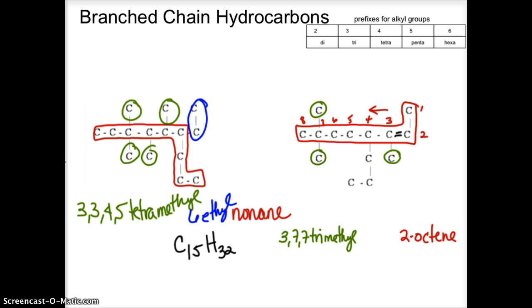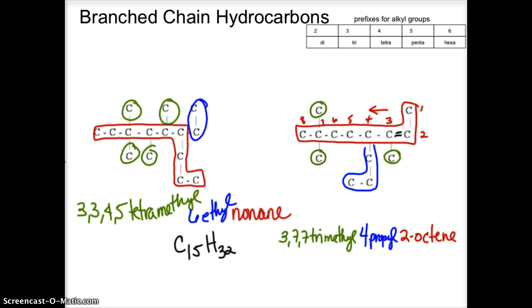And we're going to look at the last alkyl group being branched off of the 4th carbon, and you can see that that is a propyl coming off the 4th carbon, so it would be called 4-propyl. So it's 3,7,7-trimethyl-4-propyl-2-octene is how you would name that molecule.